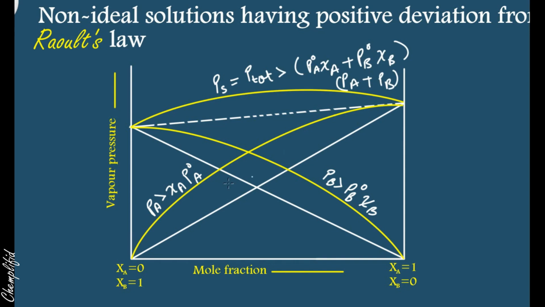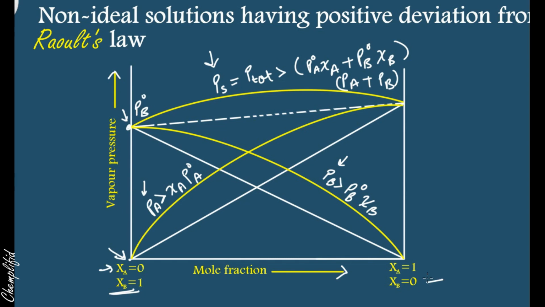Now, the real problem is why partial pressure of A is greater, why partial pressure of B is greater than the calculated value, why it is happening, why the total pressure is greater than the calculated value from Raoult's law. Let me put the arrow. Now, I repeat a few more things. At this particular point, mole fraction of A is 0, which means only component B is present. So when only B is present, the vapor pressure at this particular point is P naught B. That is vapor pressure in pure state.